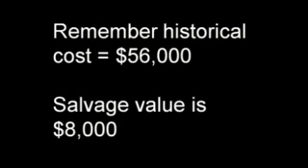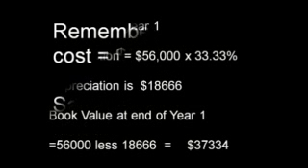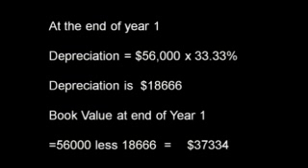Now we still need some other information from our first computations. The historical cost was $56,000 and the salvage figure was $8,000. The figure we are interested in is the historical cost. The depreciation in year 1 will be 33.33% of $56,000, or 1/3 of $56,000. You can do that in your heads. That works out as $18,666. This is the figure that will be entered to the accounts as the depreciation expense and accumulated depreciation at the end of the year.